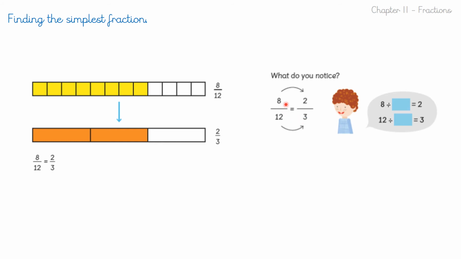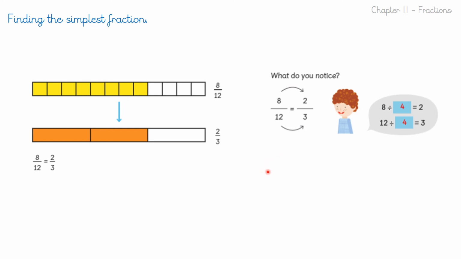So 8 divided by something equals 2. And 12 divided by that same something equals 3. What is our answer? 8 divided by something is 2. What could it be? 4. 8 divided by 4 is 2. And now we need to divide the denominator by the same number. So 12 divided by 4 equals 3. Let's check. Well done. So here we will divide this fraction by 4 in order to find its simplest fraction.